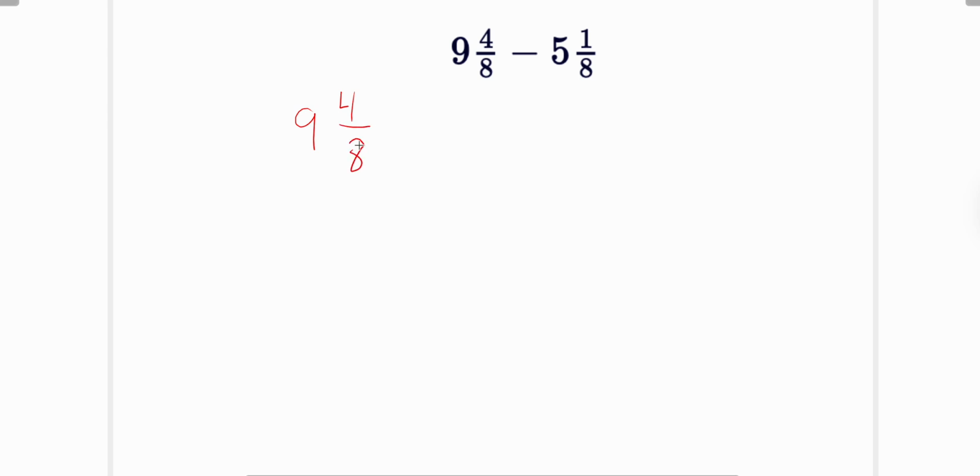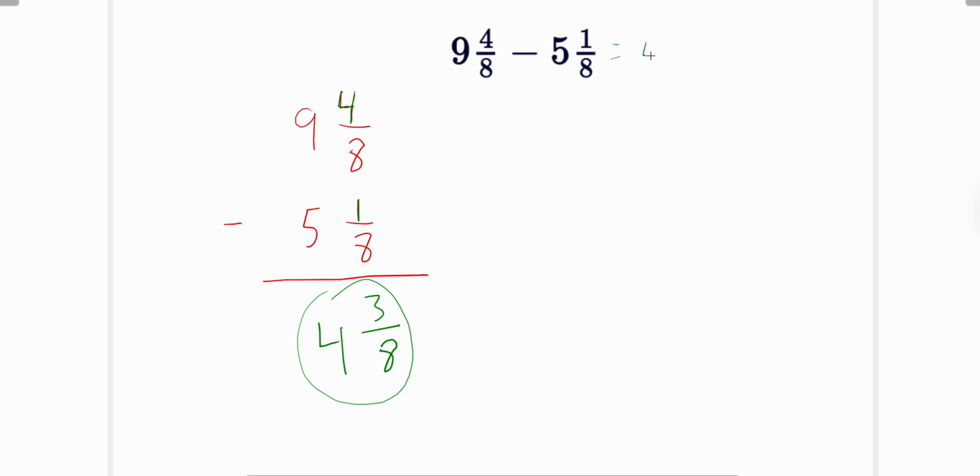9 and 4/8 minus 5 and 1/8. Okay, so I'm going to start with my numerators. 4/8 minus 1/8 is 3/8. 9 wholes minus 5 wholes, 9 minus 5 is 4. So this is my final answer. Equals 4 and 3/8.